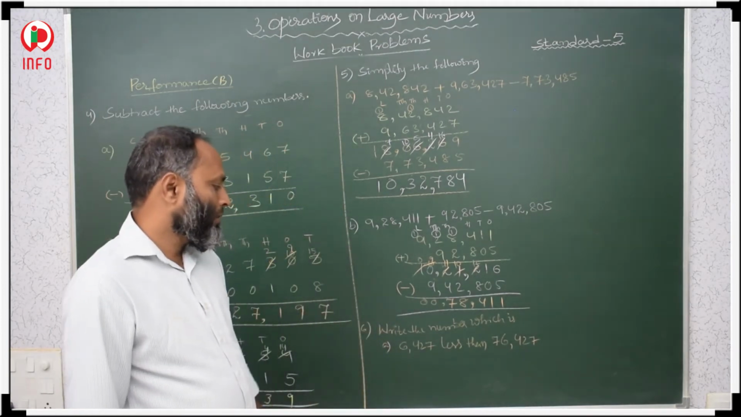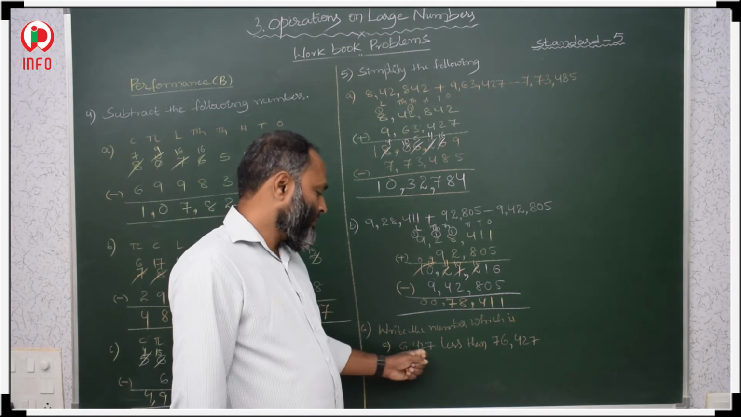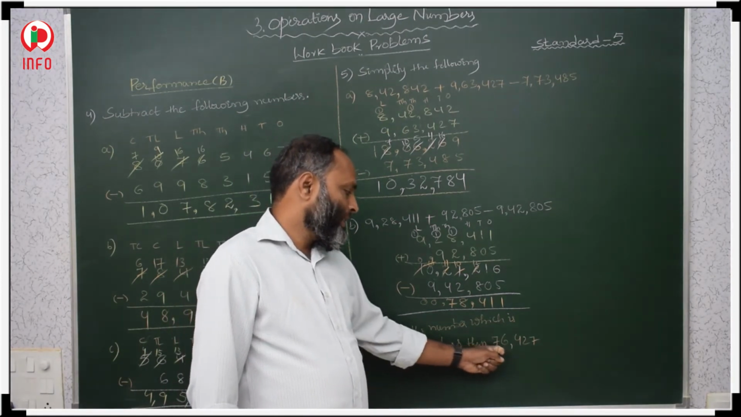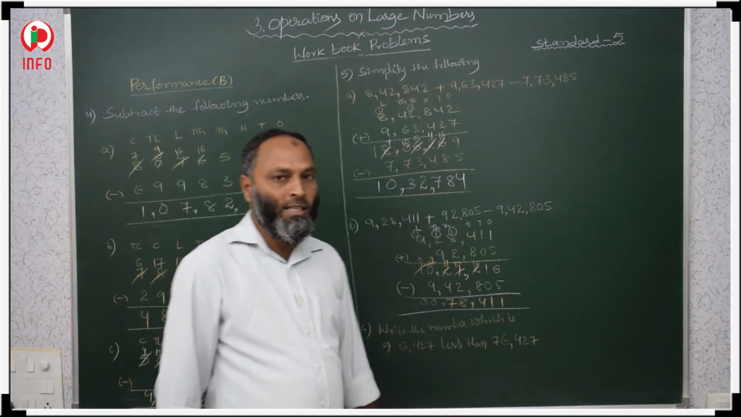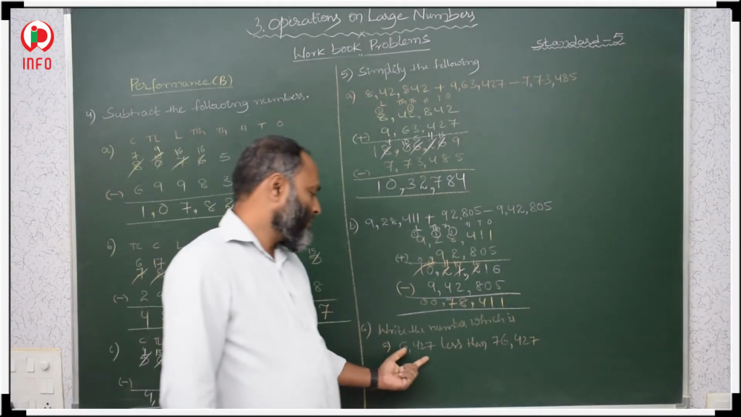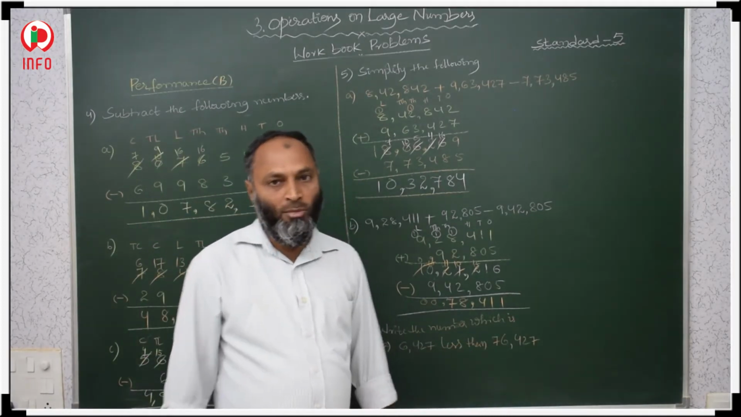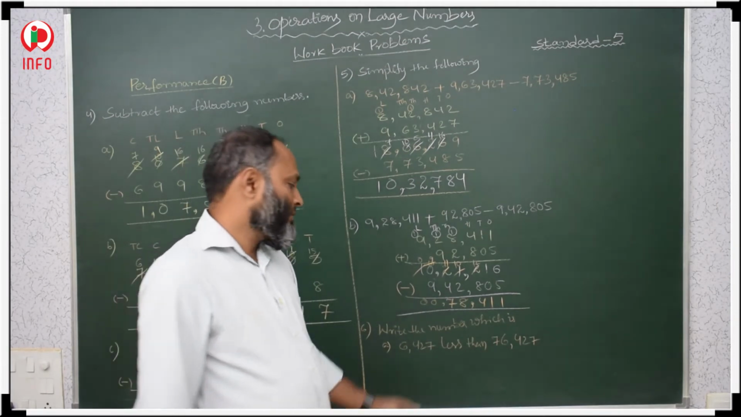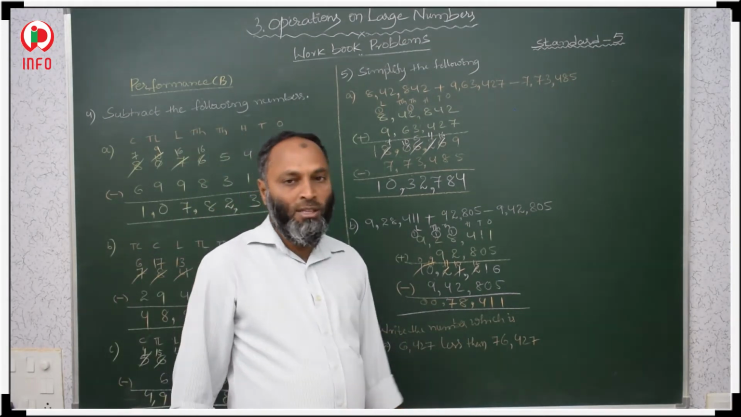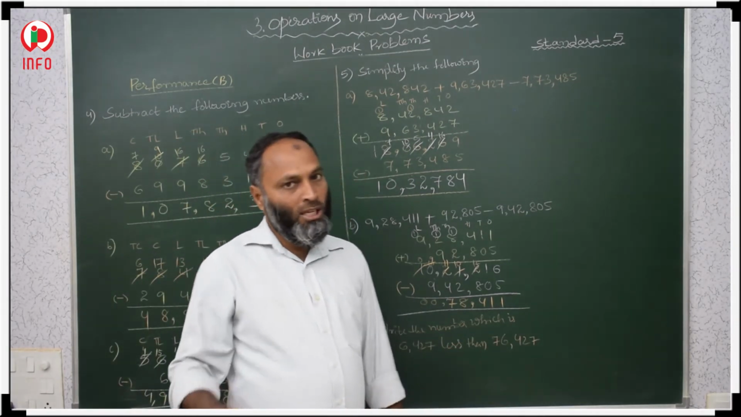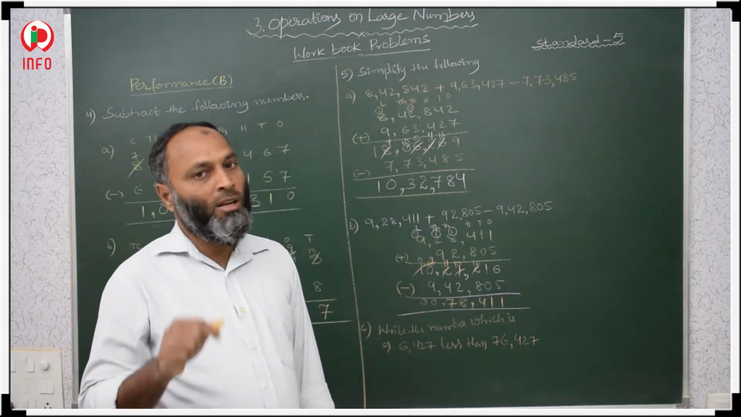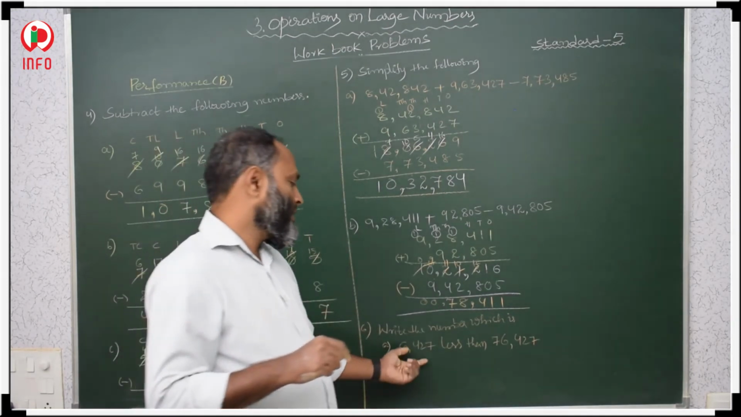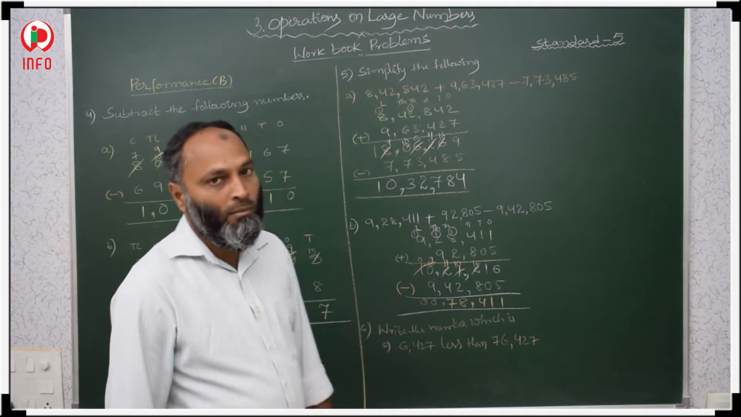Now 6,427 is less than 76,427. So this much is less than this number. Then what is the number being asked? Less than means whatever is less, that we have to subtract from the given number. Then you will get the number that is asked. It means we have to subtract.